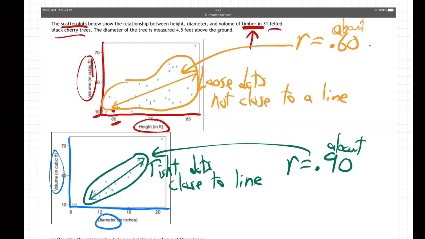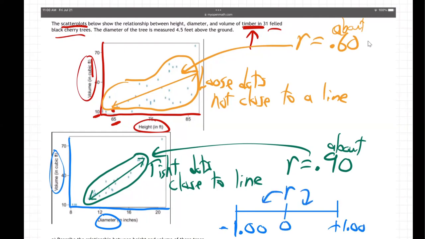And remember the R value, the closer R is to 1.0, like it's like a dollar. Think about it as money. This is 90 cents. This is 60 cents. R is a number that goes between -1.000 and +1.00 with 0 in the middle. So R is somewhere in that zone.